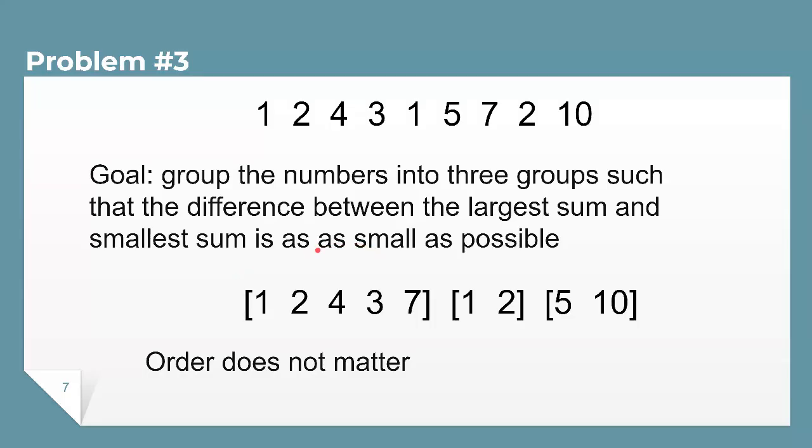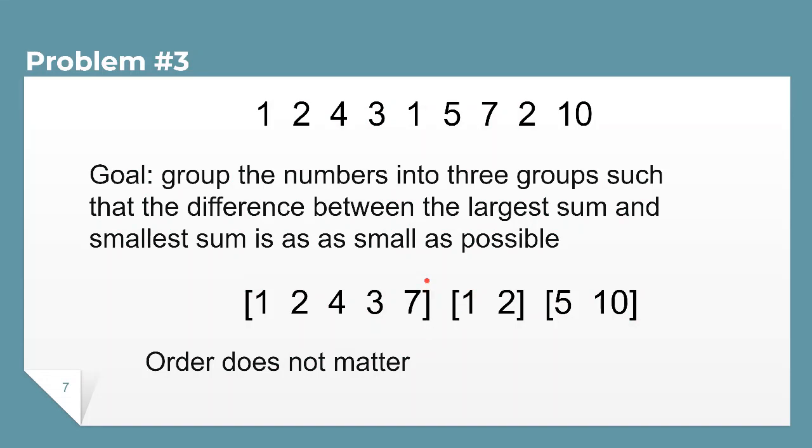So the smallest sum here would be 3 for this group. And the largest sum would be, sorry, I'm really bad at arithmetic. So that's 10, 16, 17. Okay, so this is 17, and this is 3. So the difference between the largest sum and the smallest sum would be 17 minus 3 equals 14. Yes, 14. And so we want to minimize that number, the 14.